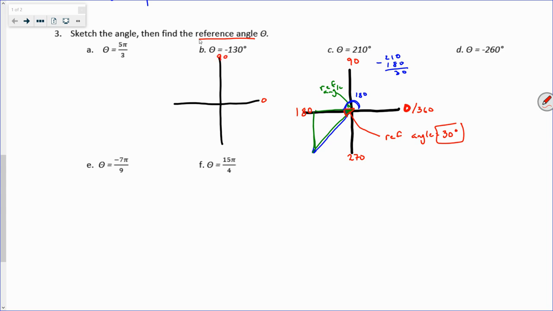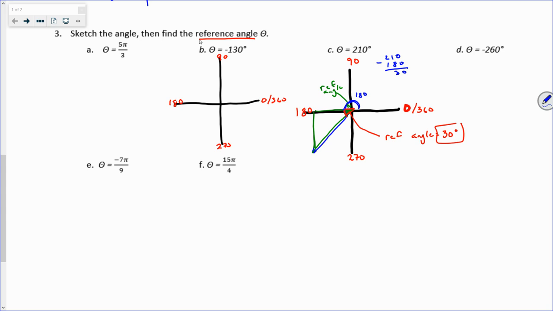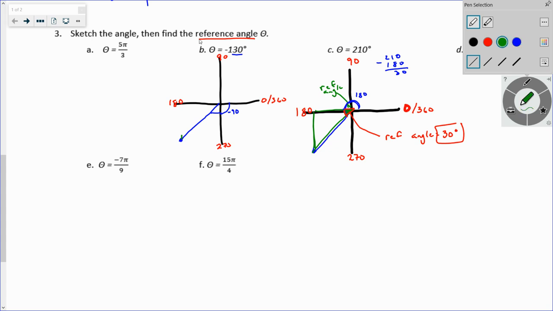0, 90, 180, 270, and of course back to 360. So now our challenge is we threw this negative in here. When we travel from here to here, that's negative 90 degrees. We just traveled negative 90. We're going to get to negative 130, which means we need to keep going. We're not going to go all the way over to the x-axis because then that would be negative 180. So somewhere in here is a negative 130. So again, we're going to draw straight perpendicular to the x-axis, and we're going to see this right triangle.